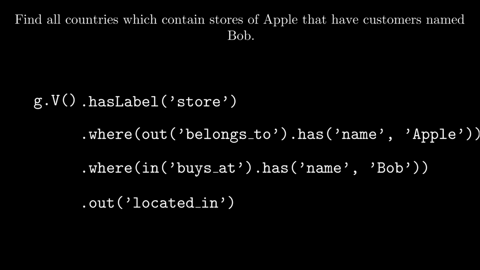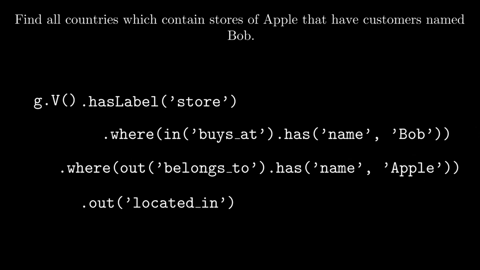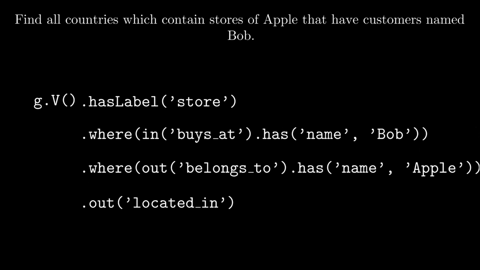We don't know. Maybe this form is more efficient, if we first filter out the ones that have no customer named Bob, and then do the filtering on the belongs to edge. This is actually hard to tell if you don't have particularly good information about the statistics of your data distribution. And therefore, this is a task that should be done by the database, not by the user.